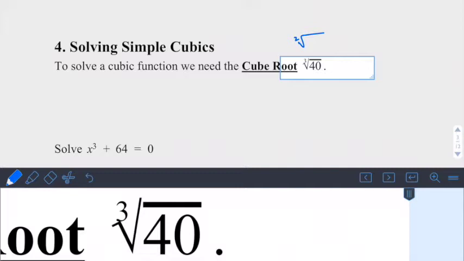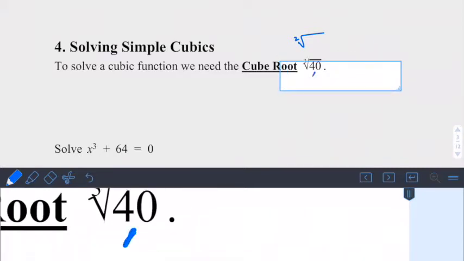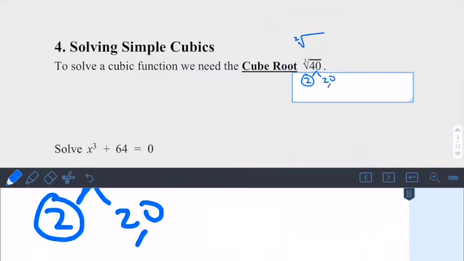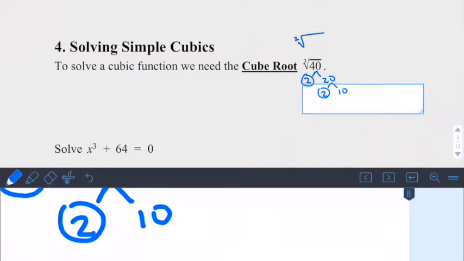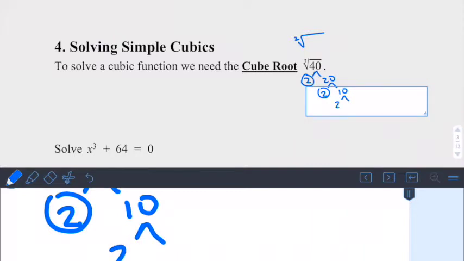So what that means is we need to break down this 40 into our factor tree. So I'm going to start with 2 and 20. There's a prime. And I keep going with 20. 2 and 10. There's a prime. And I keep going with 10. 2 and 5. There's a prime. And 5's a prime. Now I know I'm done.